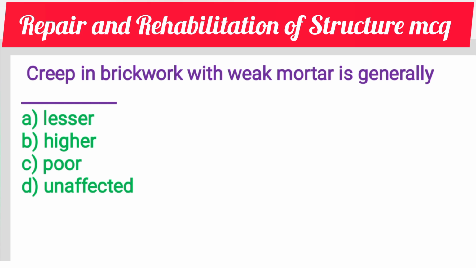Next question, creep in brickwork with weak mortar is generally option A, lesser, option B, greater, option C, poor, option D, unaffected. So the correct answer is option B, higher.